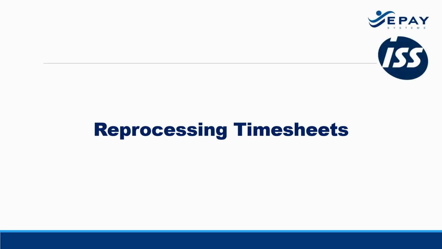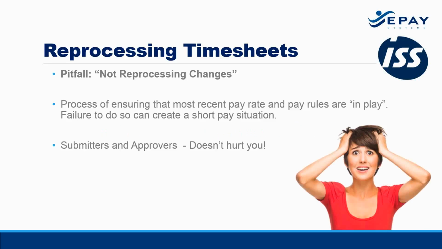An editor, submitter, and approver have access to go into the timesheet view and kick off a process called reprocess timesheets. Now, the pitfall that we fall into as it relates to this is not reprocessing changes. And keep in mind that when we don't reprocess a change, the system doesn't know otherwise to go do it on its own.